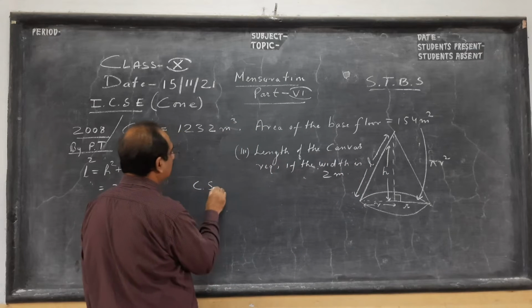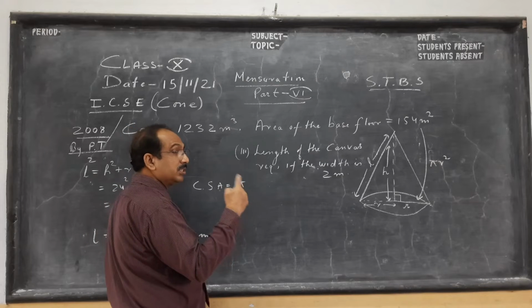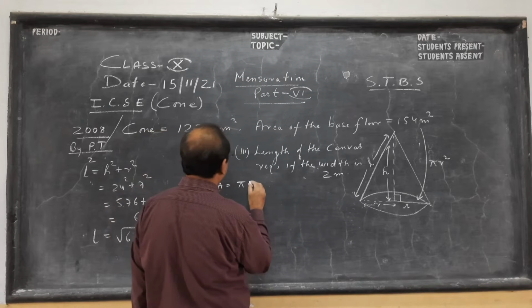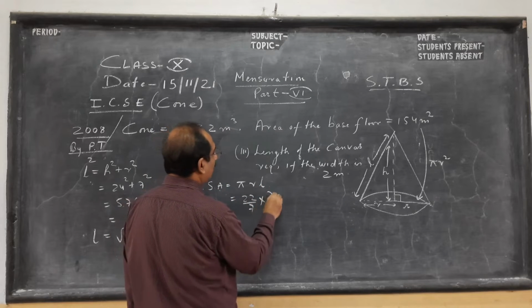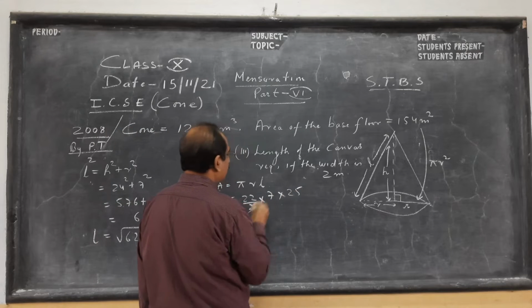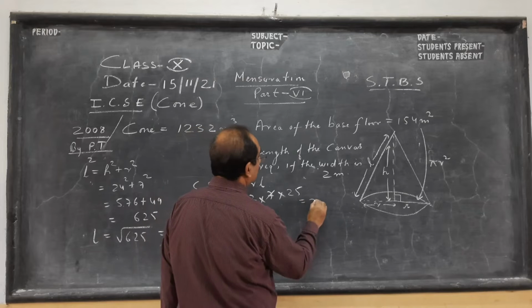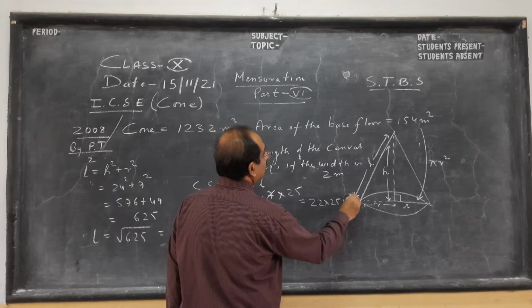So CSA, curved surface area, is pi R L. Pi R (L plus R) is the total surface area, but we have to find the curved surface area. So pi is 22 by 7, R is 7 and slant height is 25. We cancel, and we get the curved surface area as this much centimeter square.